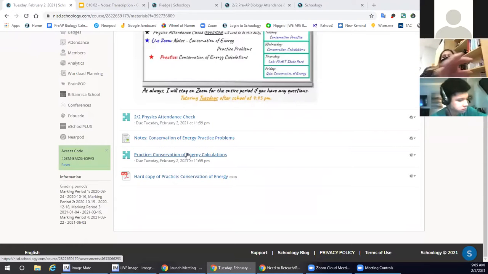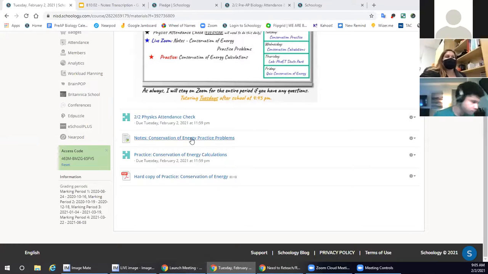today. It's pretty easy. Fill in the blank, step by step. I don't think you'll have any problems. You might have problems on the graphing part, which is the very last question, but I'll be on Zoom the whole time. If you have any questions, you can just let me know. So let's go ahead and do our practice problems.